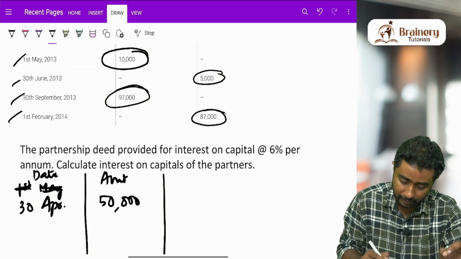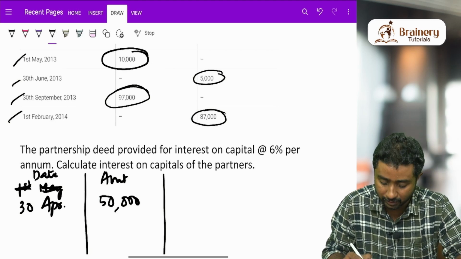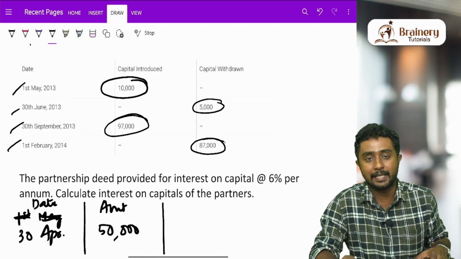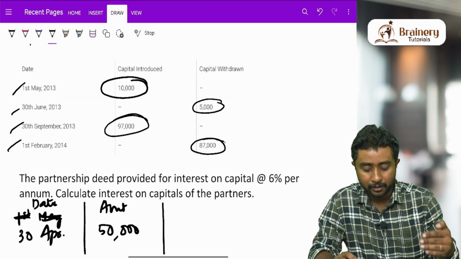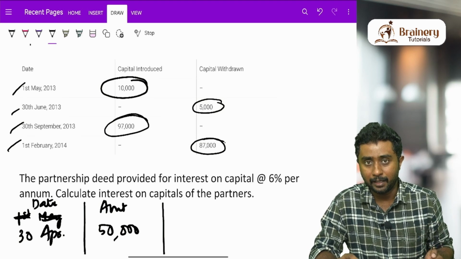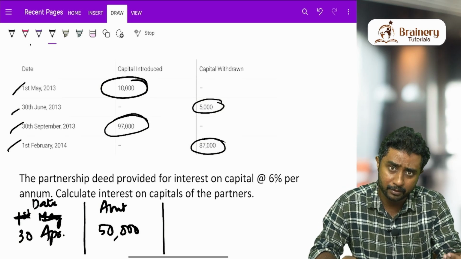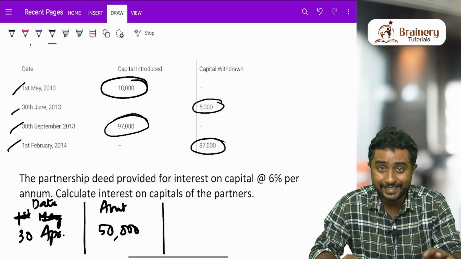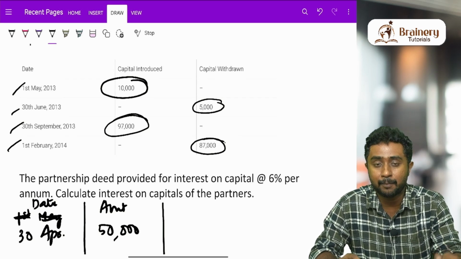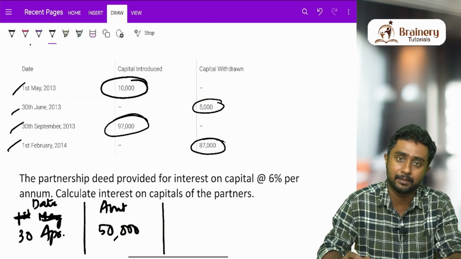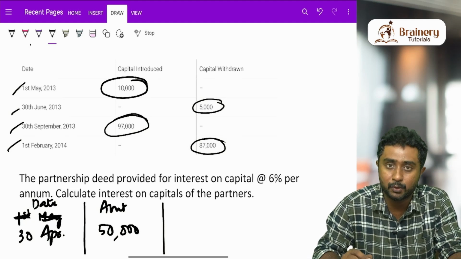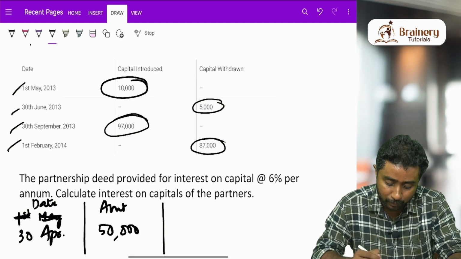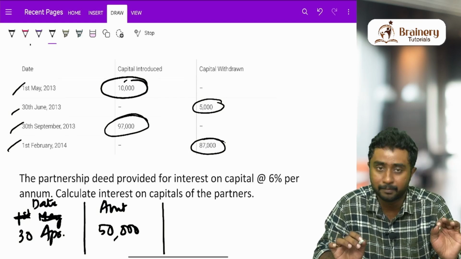So on 30th April when you are calculating interest, it is like this: whenever the person is bringing more money and investing it as capital, and whenever a person is withdrawing money from his capital, on both these dates we have to calculate interest up to that date. That means for 1st May 2013 we have to calculate interest up to 1st May. Then after 1st May till 30th June, this 10,000 will be there.